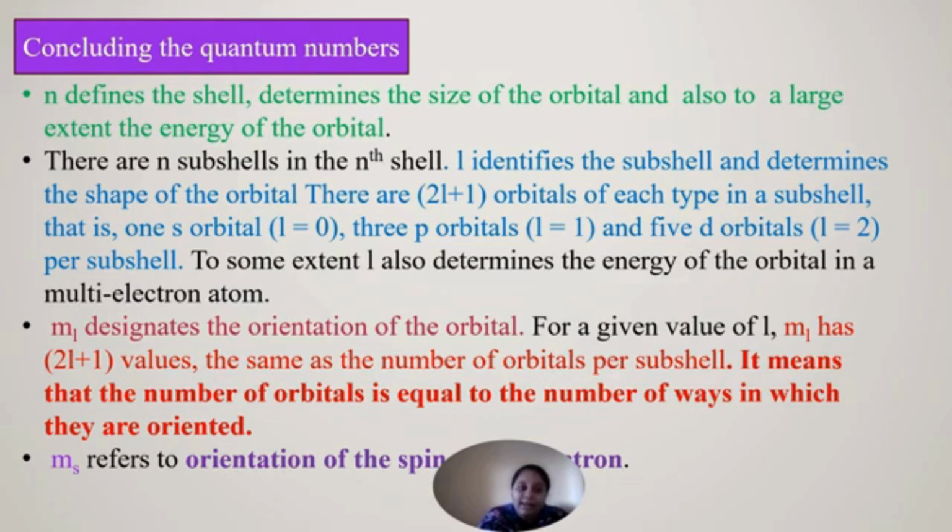And ml determines the orientation. ml has 2l plus 1 values, which is the same as the number of orbitals per subshell. Which means the number of orbitals is equal to the number of ways in which they are oriented. And ms is the orientation of the spin of the electron.